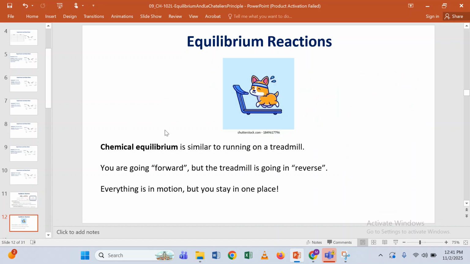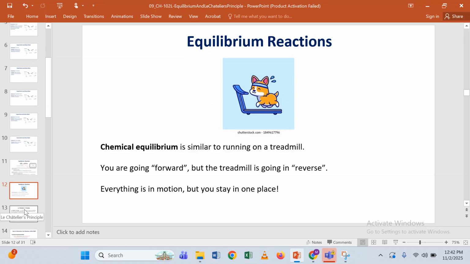Now, chemical equilibrium is similar to running on a treadmill. So, this is an analogy. Now, you are going forward, but the treadmill is going in reverse at the same time. So, everything is in motion, but you stay in one place. So, this is chemical equilibrium.